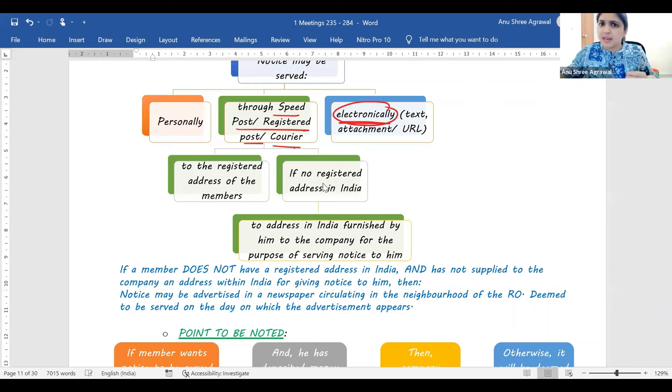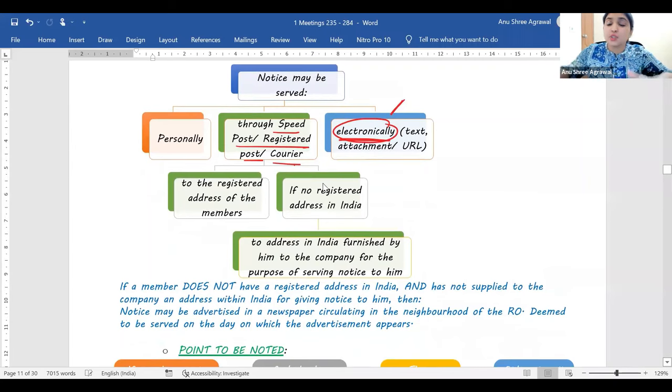If we are sending it by email, our job is over as soon as we click the send button. After clicking the send button, whether you receive it or you don't receive it, or it has gone into your spam folder, for all that, can you blame the company? No. The company's job is over when it clicks the send button. Any problem during transmission, company cannot be held responsible. Okay, so how will you send the notice? You will send the notice either personally by hand or through post or electronically. When you're sending electronically, your responsibility will be over once you click the send button. Once a company clicks the send button, even if it doesn't reach the shareholder, it is not the company's fault.